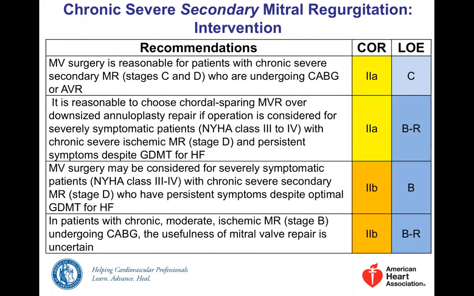As you can see here, and this is very important, there is no class 1 indication to do anything for secondary MR, okay? If the patient has severe secondary MR and you're going to operate on him, it's reasonable, that means class 2A, to do something for him. Now, if I ask you a question, Abir, where did this level of evidence come from? Why did people say it's reasonable to do mitral valve repair? Do you know any studies in the literature that influenced these guidelines?